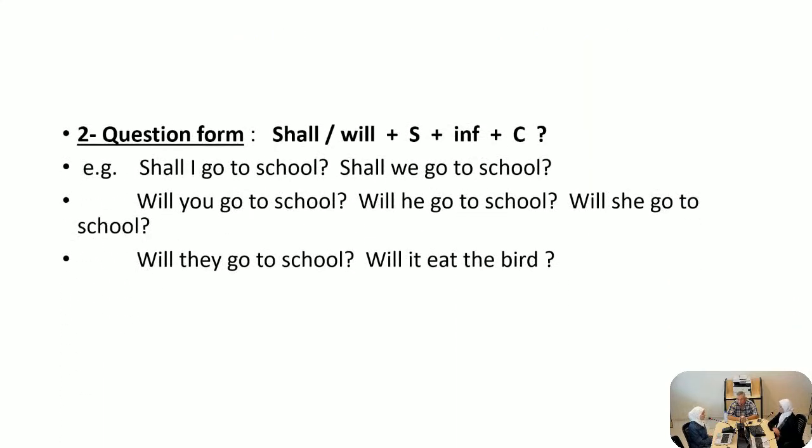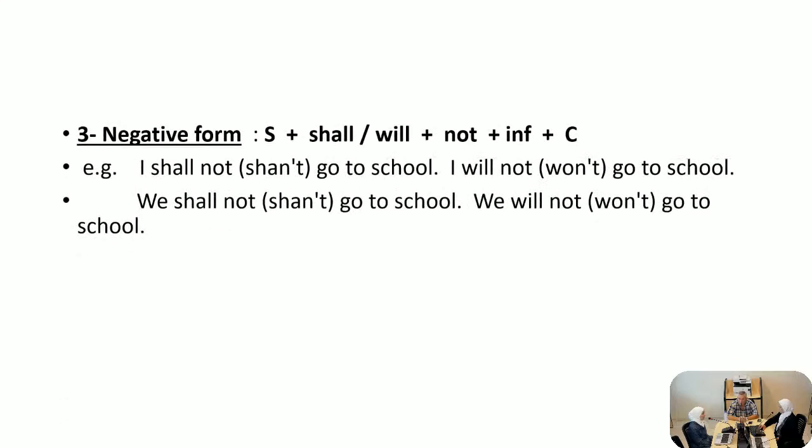For the question form, we use shall or will, the subject, infinitive, and the complement of the sentence. And with I and we, only we can use shall I or shall we. Shall I go to school? Shall we go to school? Will you go to school? Will he go to school? Will she go to school? Will they go to school? Will it eat the bird?